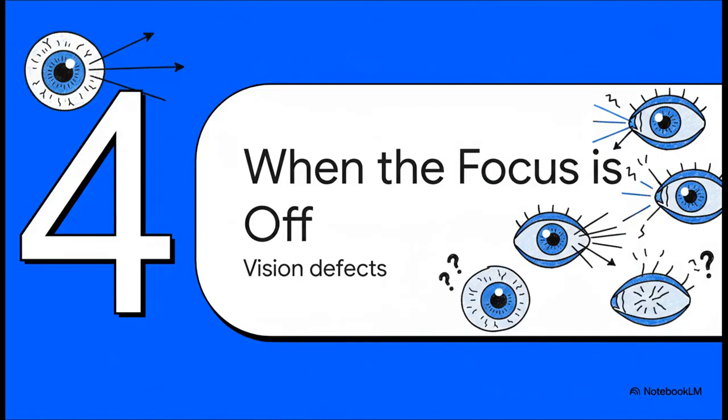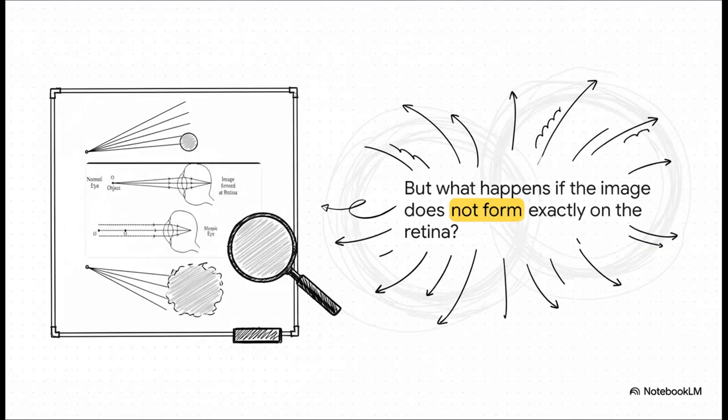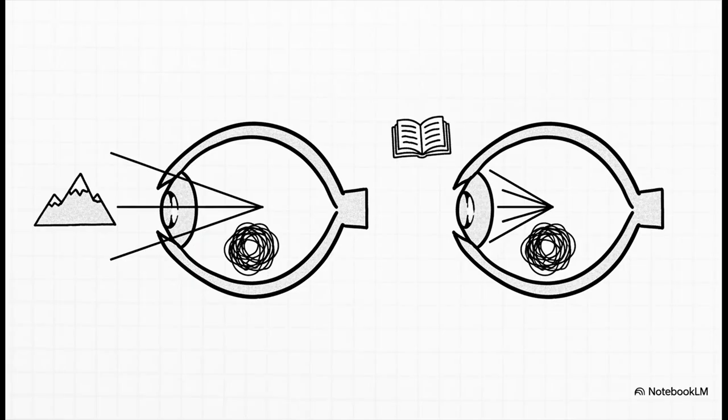So, we have seen how a normal eye works perfectly. But what happens if something goes wrong? What if the focus is off? Look at this diagram here. Can you see how the image is forming in front of the retina and not exactly on it? This is what happens when the eye has a defect, and this is what causes vision to become blurry. And when the image is not formed properly on the retina, it leads to common defects of vision, like myopia and hypermetropia. This is a very important topic, and we will explore it in much more detail in our next explainer.